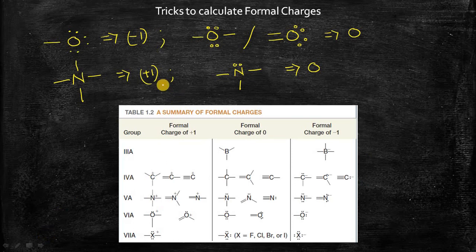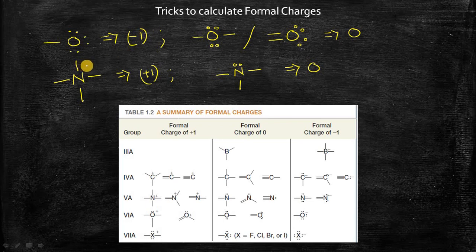So there are some basic tricks to calculate the formal charges. You do not need to always calculate the number of valence electrons, number of bonding electrons, number of unshared electrons. You do not have to go through all those rigorous processes all the time. There are some very simple tricks, and if you use those simple tricks, you can calculate the formal charge of any atom by just seeing them.